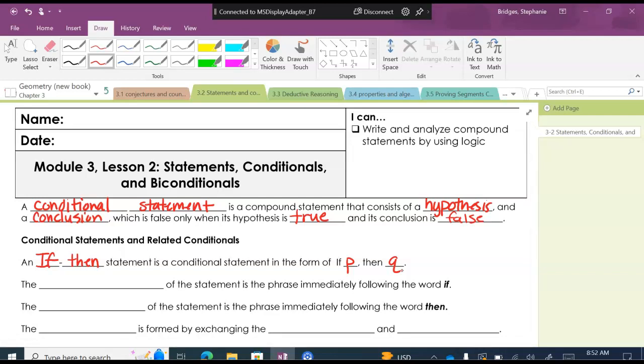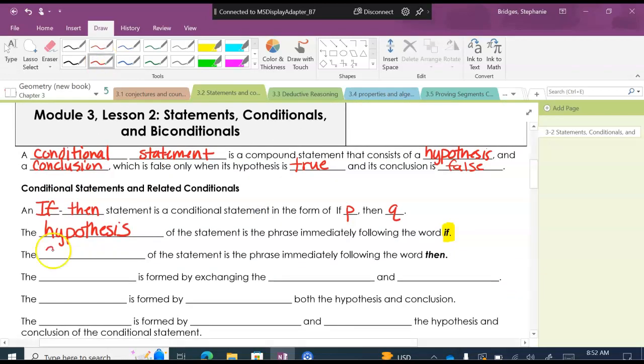The hypothesis of the statement is the phrase that immediately follows the word, what does it say in bold there? If. Okay, so the hypothesis comes after if. So if it's raining outside, that would be my hypothesis. What do you think is the next one?